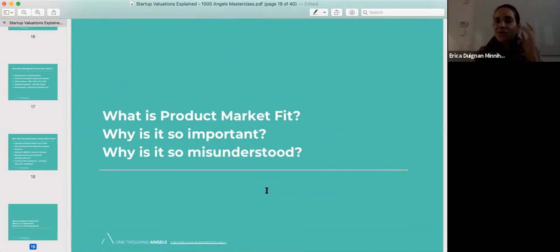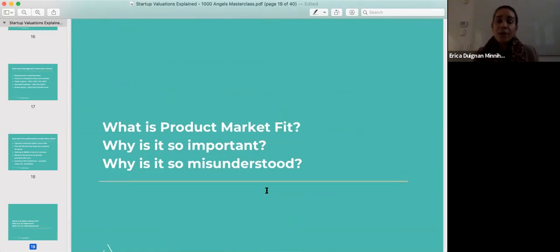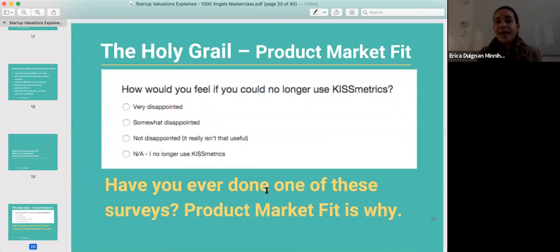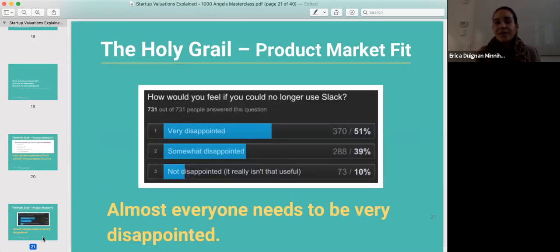The next step that's really critical in driving value is what we call product market fit. We want to understand why it's so important and why it's so misunderstood. Really, the holy grail for any startup is finding product market fit. If you've ever done one of these surveys, you now know the reason why: companies use them to determine whether or not they've actually achieved product market fit. You can see here Slack's answers to the survey, and they feel they have definitely achieved product market fit.